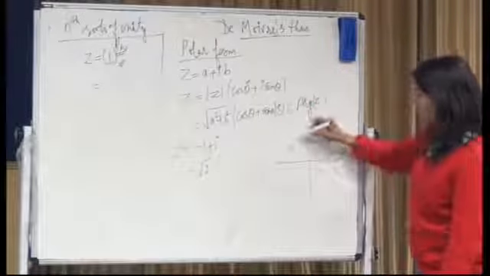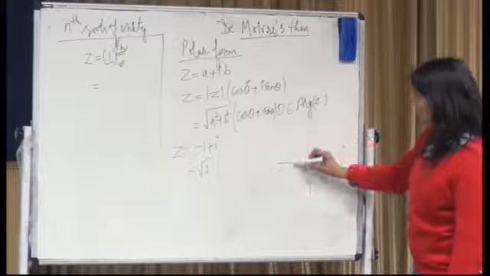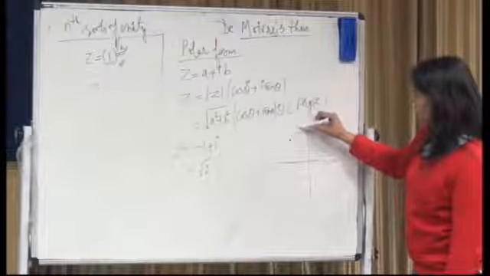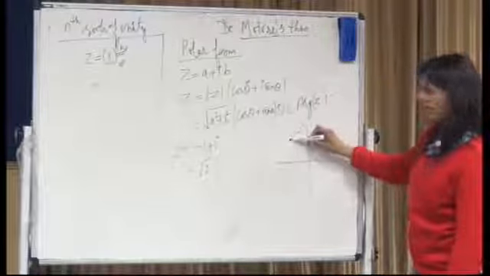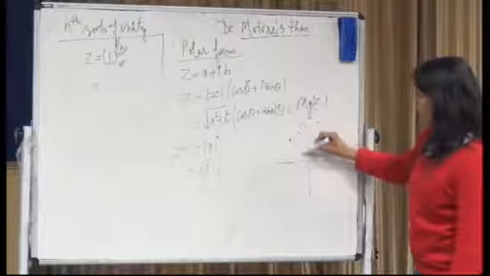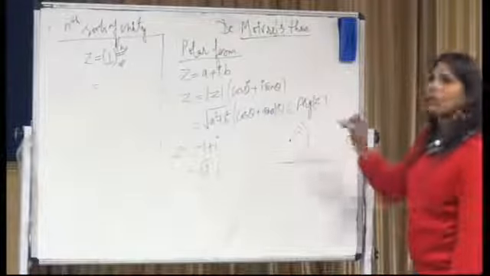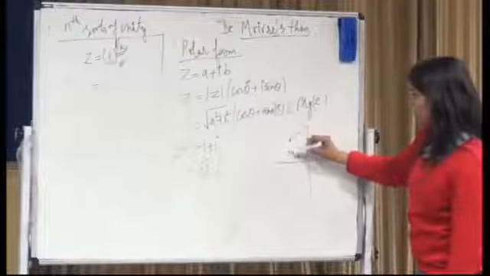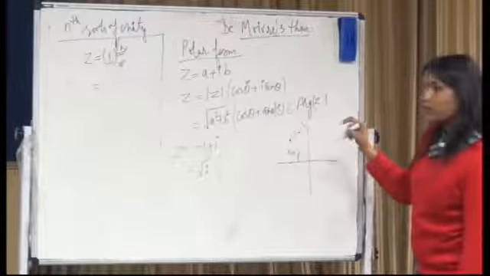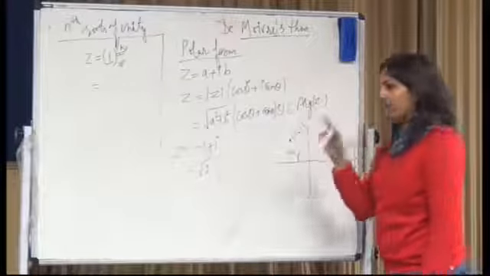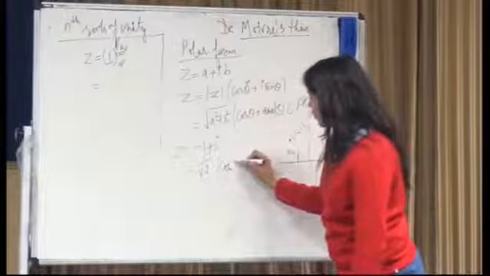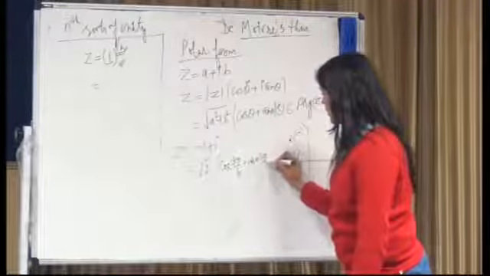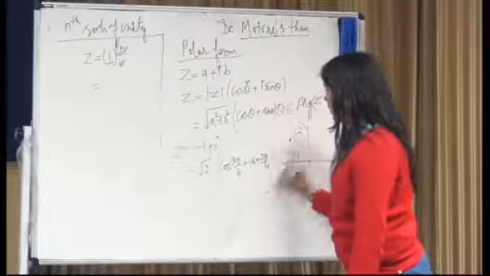Because you have already started, -1 and plus iota. So this is the point. Wait a minute, this is this point, right? This is in this quadrant. So pi minus pi by 4. There is no need to take minus pi or plus pi by 4. So this is pi by 4, so the argument will be pi minus pi by 4, so 3 pi by 4. So the polar form for this is this. Is this okay? Now you can easily calculate.